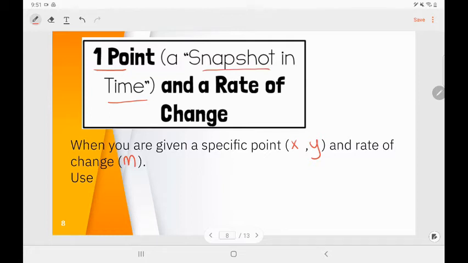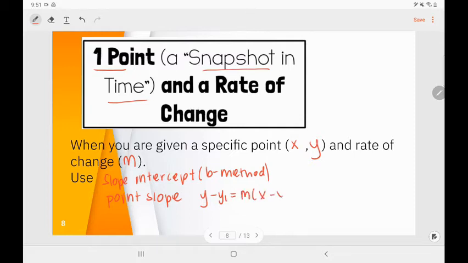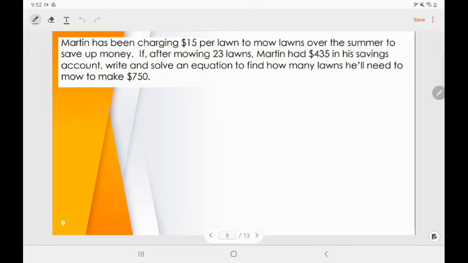So the equation that I'm going to use is up to you. You can either use the slope-intercept, and by that I mean the B method, or you can use the point-slope formula. Remember, that is y minus y1 equals m times x minus x1. And the B method would use y equals mx plus b. I'm going to use the point-slope method. It's my favorite method, but you're welcome to use whichever one you like.